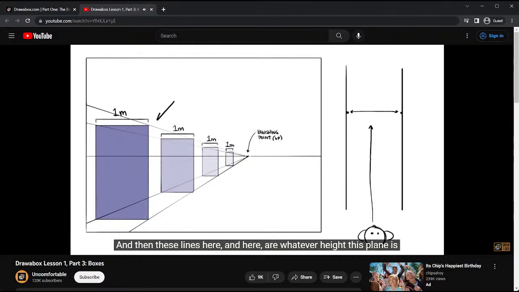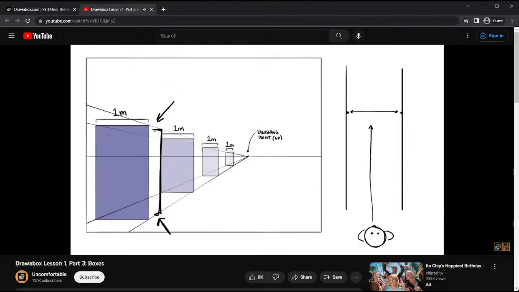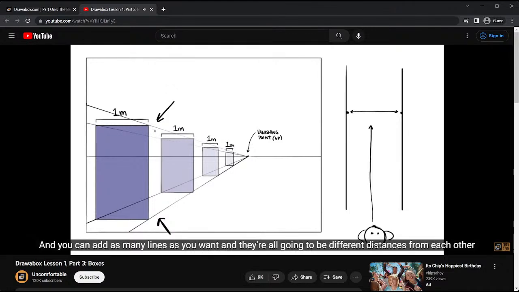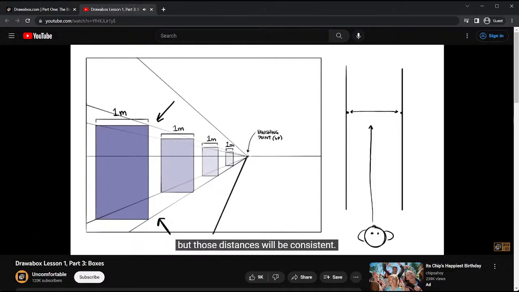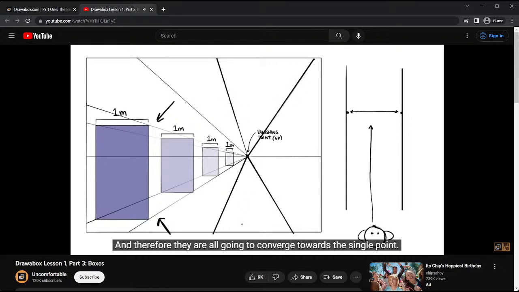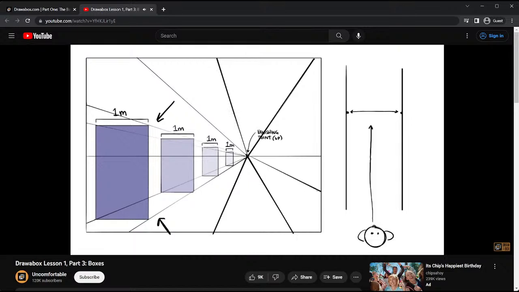And then these lines here and here are whatever height this plane is apart from each other. And you can add as many lines as you want, and they are all going to be different distances from each other, but those distances will be consistent. And they are all parallel, and therefore they are all going to converge towards this single point. And that is what a vanishing point is.